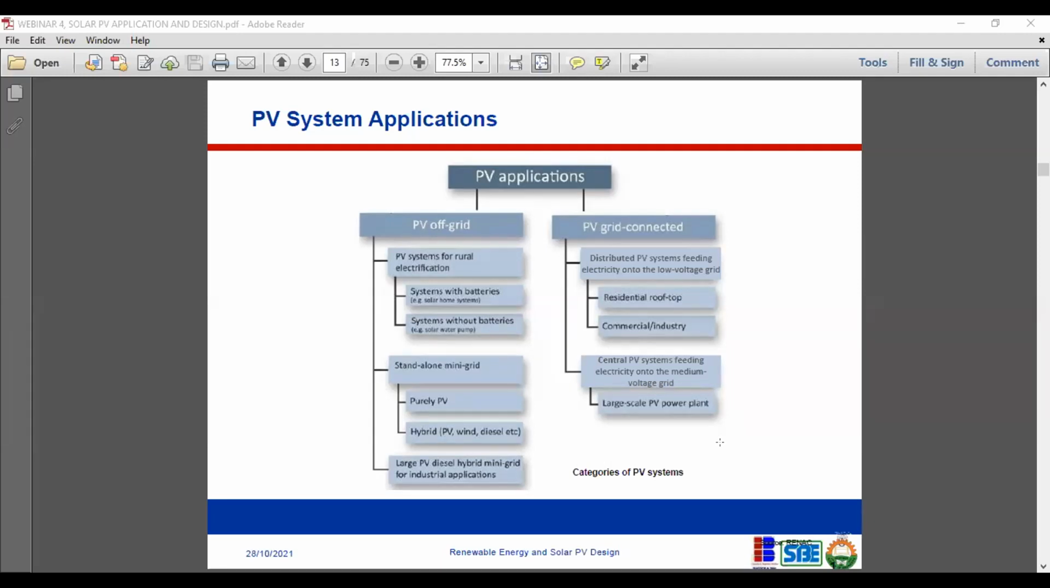Thank you. Okay, thank you very much for the contribution, Engineer. In summary, you've just said it. You've just summarized what this is all about. In broad category, there are two different categories of PV application: the off-grid and the on-grid. And you have the breakdown, as you can see from the screen. So let me just proceed.